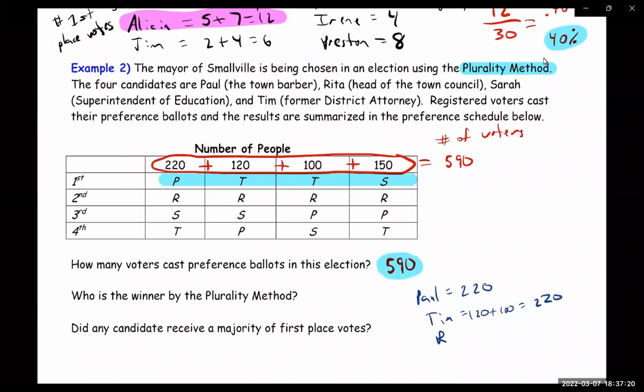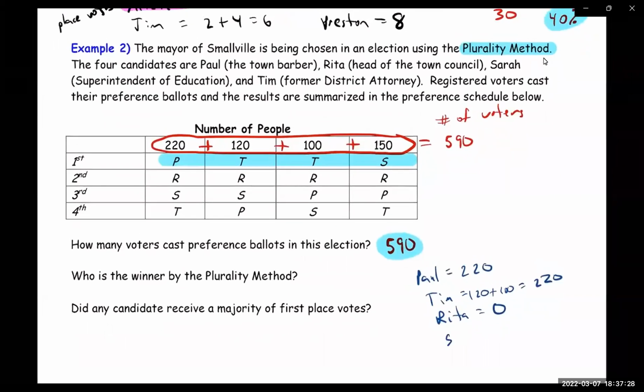All right, and then Rita, she didn't get any first place votes, so 0. And then finally Sarah, 150. So it looks like we have a tie, right? We'll just write tie. So remember, if there's a tie, that means there's no winner. That's kind of the downside for plurality, that if there's a tie, then there's no winner. So you have to probably do plurality with elimination. I think that's what we're going to do next.